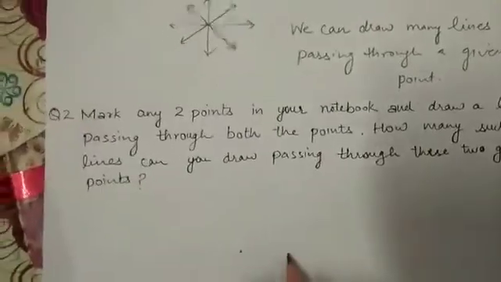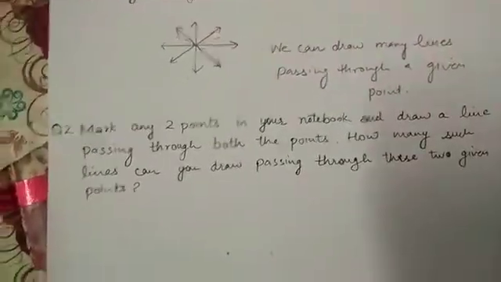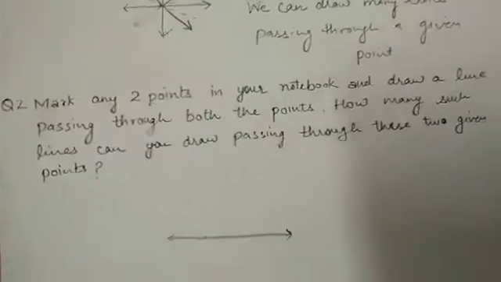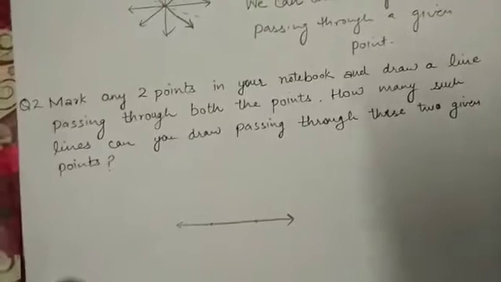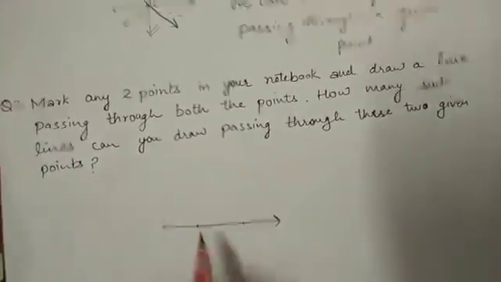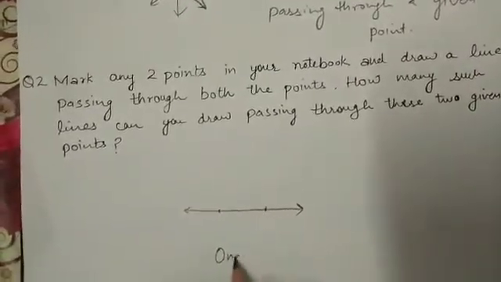Next, mark any 2 points in your notebook. Let us mark. Now draw a line which is passing through both of these points. Right? How many such lines can you draw passing through these two given points? We have discussed in our previous lecture that from two given points it is possible to draw only one line.